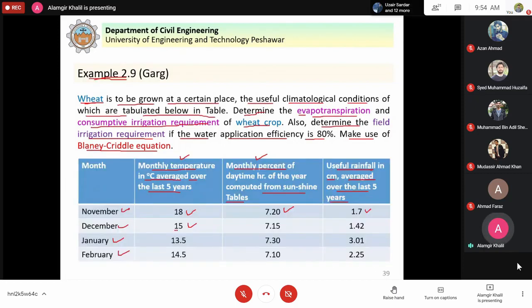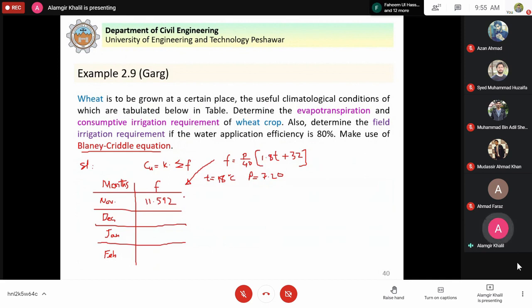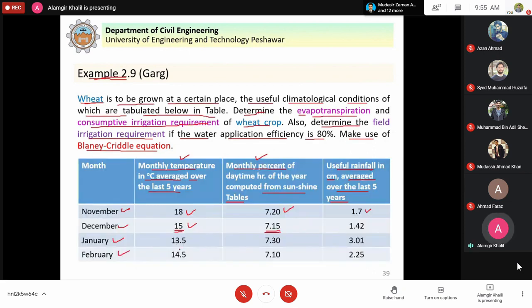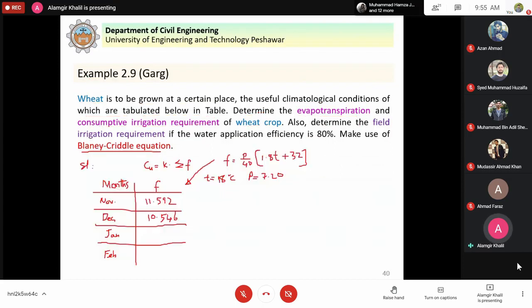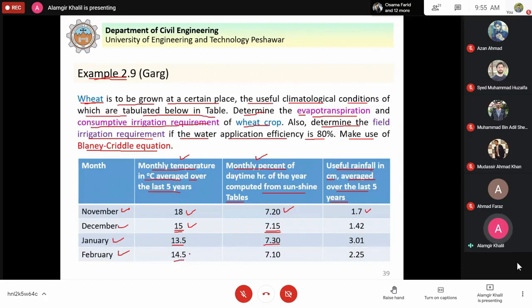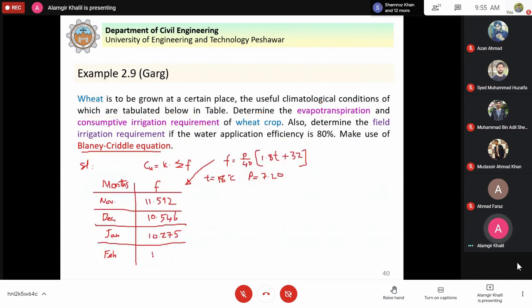Now next for December, the temperature is 15 and the P value is 7.15. If you put in the above equation, this comes out to be 10.546. Similarly, we go for temperature 13.5 and P 7.30, which gives 10.275. And finally, the temperature is 14.5 and the P value 7.1. So F comes out to be 10.313.